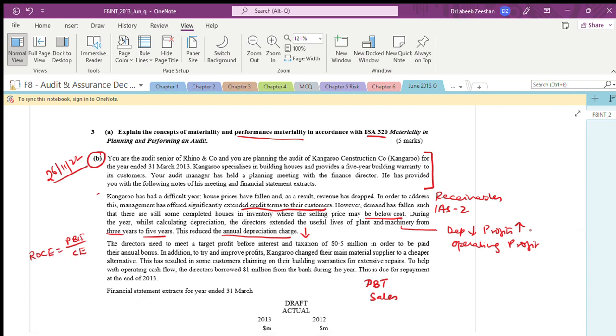In addition, to try to improve profits, Kangaroo changed their main material supplier to a cheaper alternative. Is it right? This has resulted in customers claiming on their building warranties for extensive repairs. To help with operating cash flow, the director borrowed 1 million from the bank. Is it right? This is for repayment in 2013. We are talking in terms of leverage ratio.